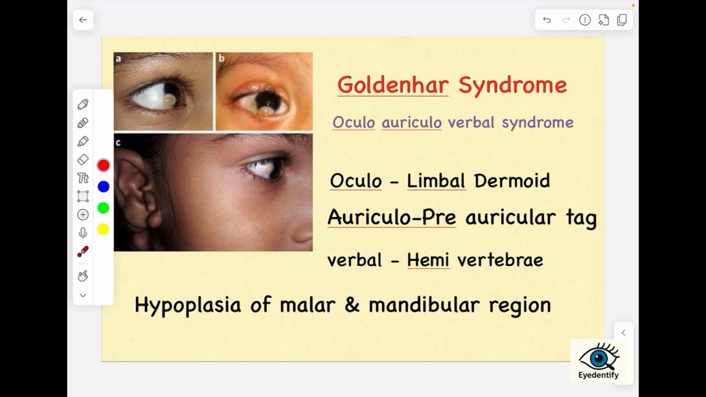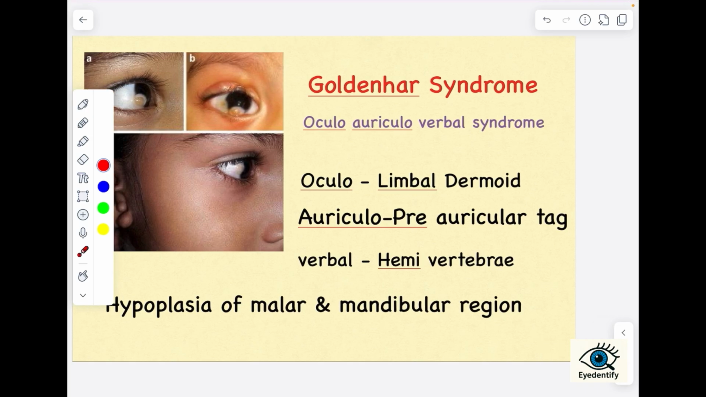So this is a highly important topic: limbal dermoid plus Goldenhar syndrome.